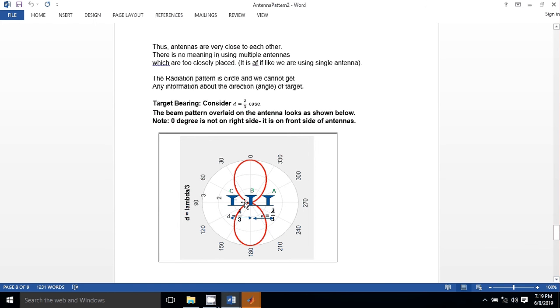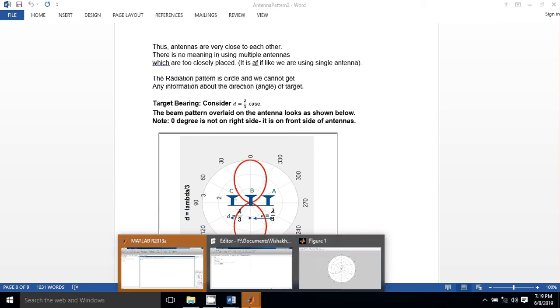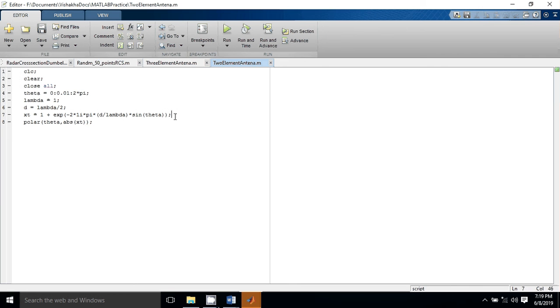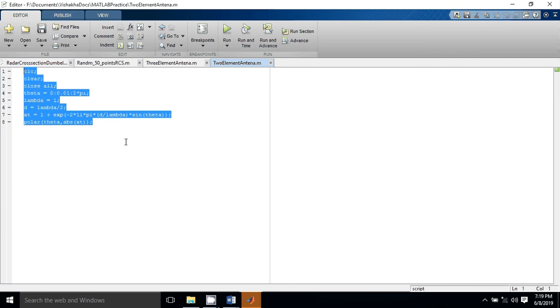So this is the basics of the antennas. If you want, you can see this code. It's a very simple code for the 2 element case, and you can implement the same in MATLAB.